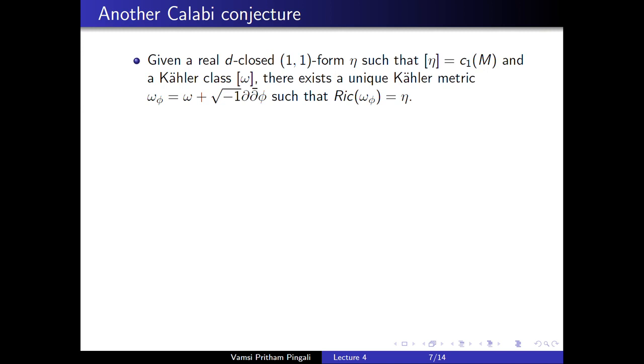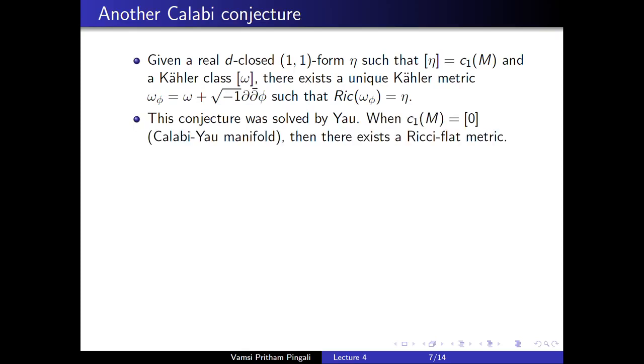So there exists a unique smooth Kahler metric, omega phi is omega plus square root of -1 del del bar phi, such that its Ricci curvature is given. So you're given a Ricci form in the correct cohomology class, and you're asking me when the Ricci curvature is equal to this form. Okay? Or rather, find a metric so that this happens. This conjecture has also been solved. This was solved by Yau.